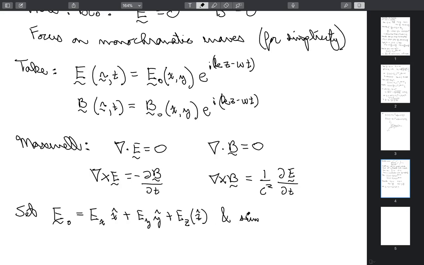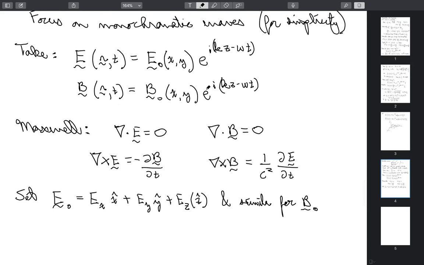And similar for B0. Okay, these functions here are going to be functions of x and y. So this is the component of the vector in the x direction, but this component is dependent on x and y. Okay, so I hope the notation is clear to you.